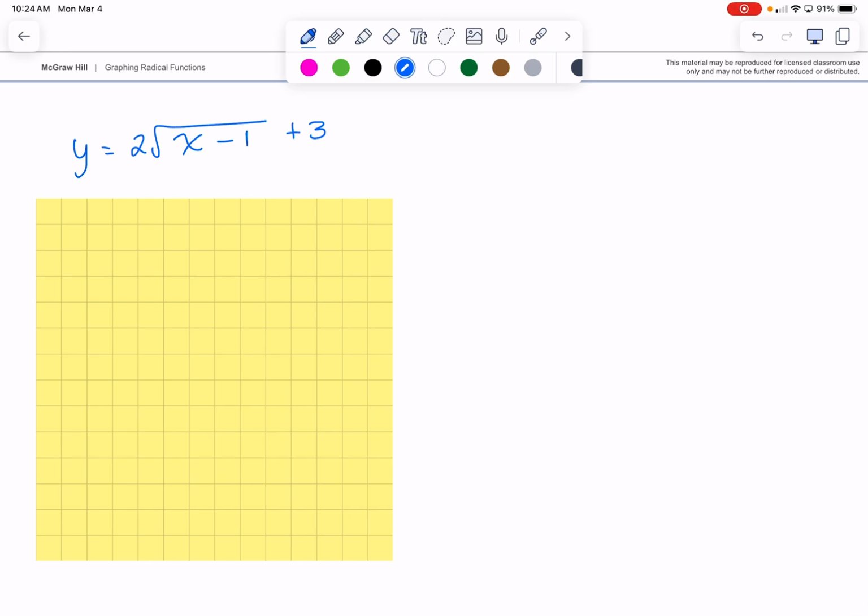So what is my h value? What is my k value? What is my a value? So a is always that first number right after the equal sign, right? Yes.